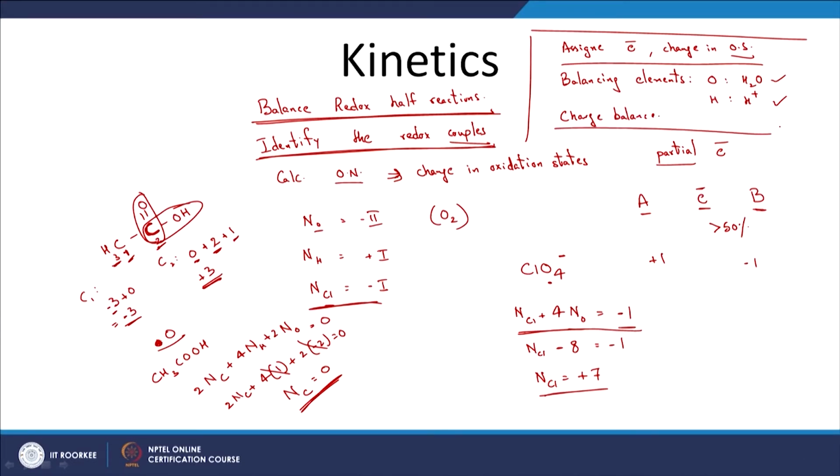So more or less again we are going to have to calculate the change in the oxidation states to calculate the number of electrons being transferred. You assign the electrons, then balance the elements and then check for the charge, and then you can get the overall reaction by summing it up accordingly, so that your number of electrons that are being lost and accepted are going to be the same, because you can't have an electron pool in solution.